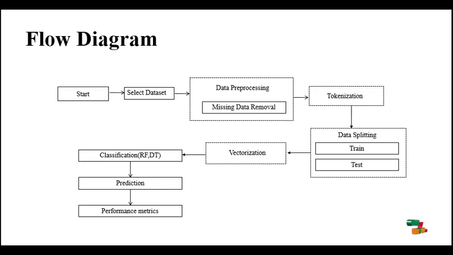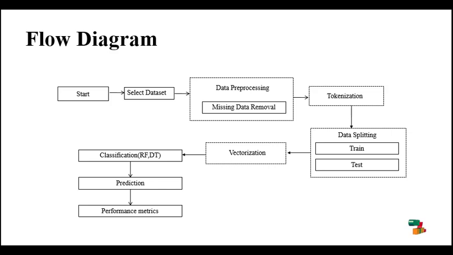Initially, in the start page we are going to select a dataset. We are going to select a dataset using Kaggle, UCI, or GitHub repositories. The dataset we are using here is a bug report dataset, and after selecting the dataset we are going to pre-process the data. Pre-processing is nothing but removing null or missing values. There may be some missing values, so we are going to replace those values with 0.